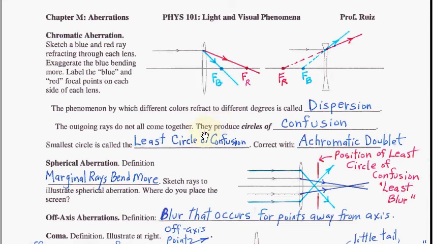Doc here with Chapter M, Aberrations, Physics 101, Light and Visual Phenomena. Now, an aberration is something we don't like, thus the name. For example, when white light hits a piece of glass, you basically get the color spreading out, like the rainbow effect. This is called dispersion, the fact that the blue light bends more than the red end of the spectrum.